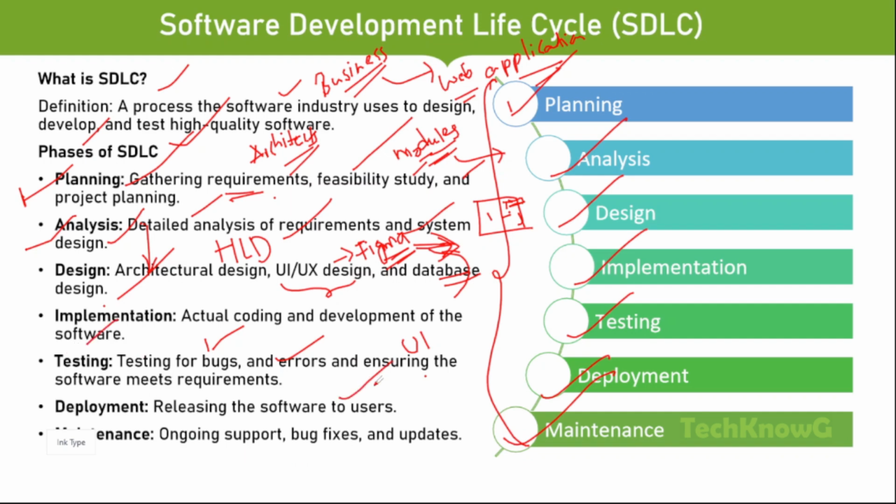Then deployment. In the deployment phase, we release the software to the users. So that will be deployed on production. The users are nothing but the customers, or whoever the corresponding end users for that application are. If it is an Amazon e-commerce kind of thing, the customers would be the users. If it is an organization, the employees will be the users. Then maintenance.